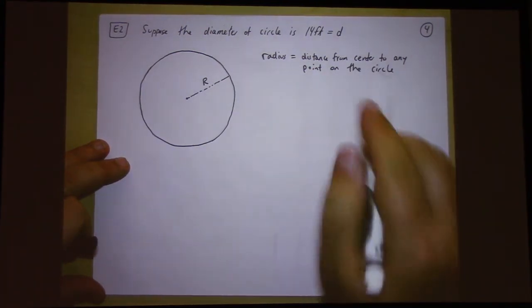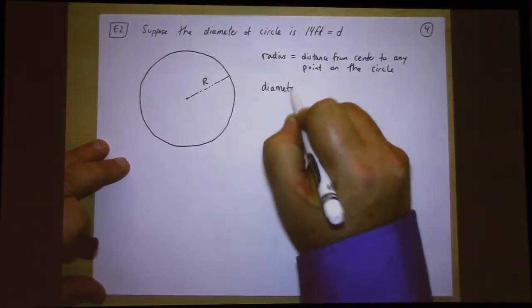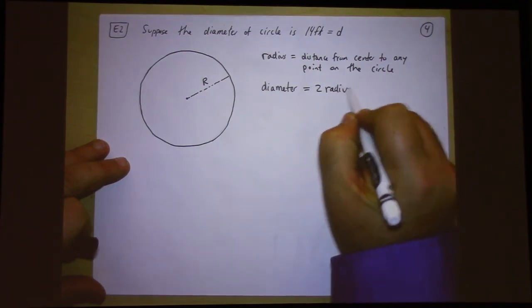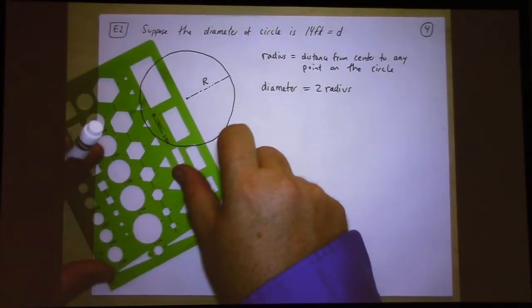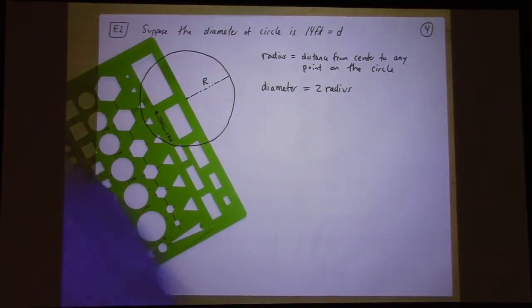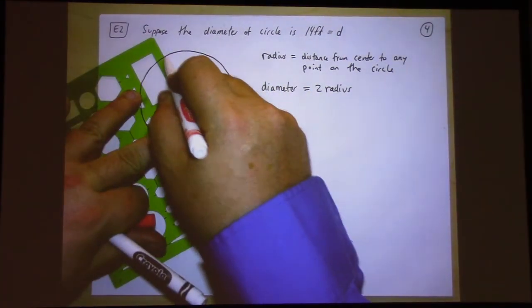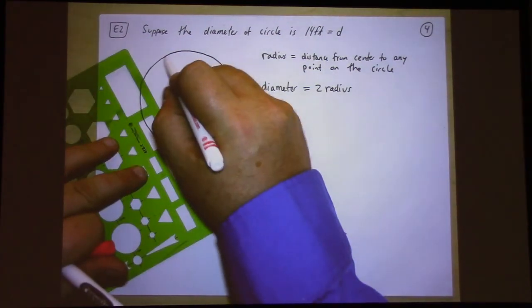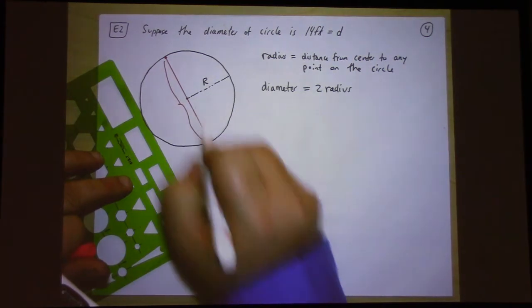Or we can define it by the diameter, right? What's the diameter? It's twice the radius, right? So the diameter is simply the length of any line which goes through the center of the circle and connects two opposite points, right? Like this. This would be a diameter right here. See that? So this distance right there would be d.